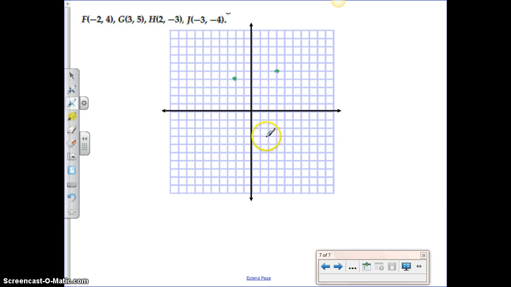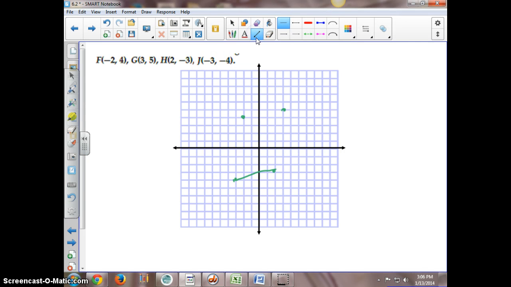2, -3 is right here. And -3, -4 is right here. So if this is my parallelogram, which I should really be using a line tool to do this. All right, so if this is my parallelogram, and we're talking about finding the diagonals or where they intersect, we know it's going to be somewhere in that vicinity.